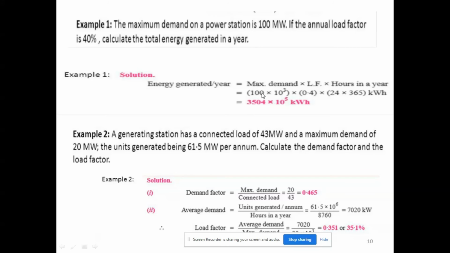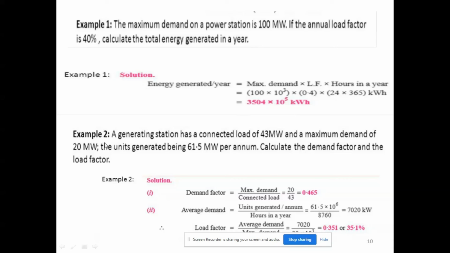Maximum demand is 100 megawatt. So 100 into 10 power 3. I am going to write the answer in kilowatt. Therefore, replace this megawatt as kilowatt. Therefore, 100 megawatt is equal to 100 into 10 power 3 kilowatt. And load factor is 40%. It is equal to 0.4. Then hours in a year, 24 into 365. So the answer is 3504 into 10 power 5 kilowatt hour. This is the unit of energy generated.